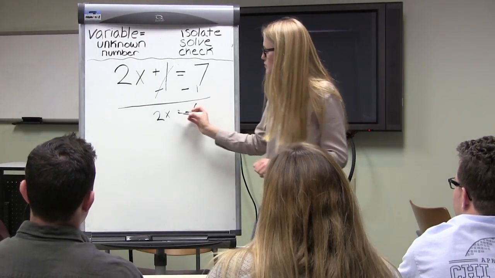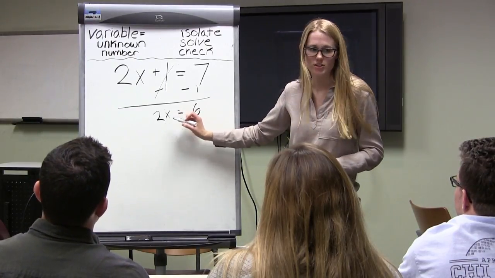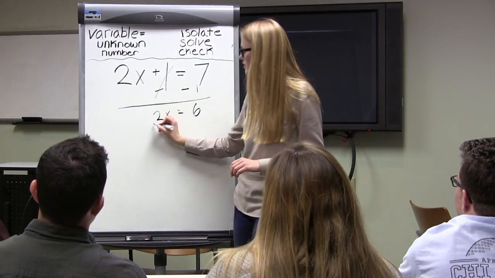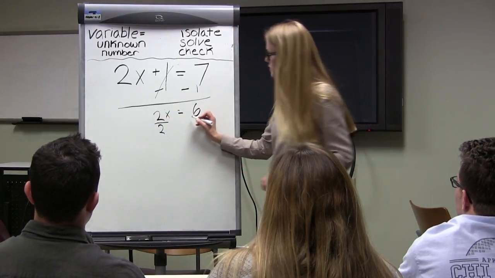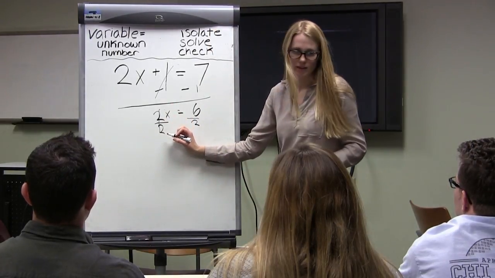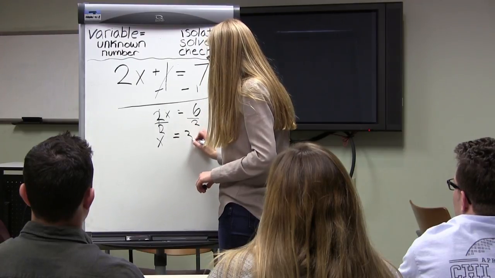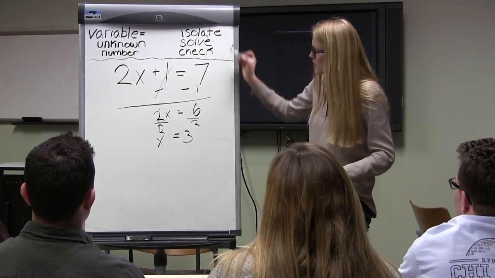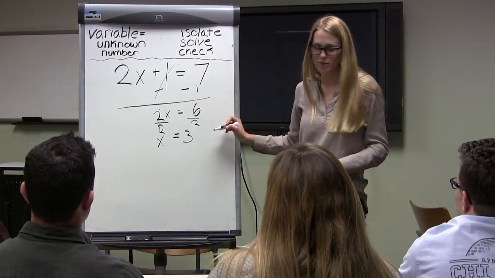Correct. We divide by 2, because right now 2 and x are combined via multiplication, so the opposite of that is to divide by 2. Since we do it on this side of the equation, we have to do it on this side, so we divide 6 by 2 also. 2 divided by 2 is 1, and 1x is equal to x. And 6 divided by 2 is 3. So we isolated x and solved, and we got 3.